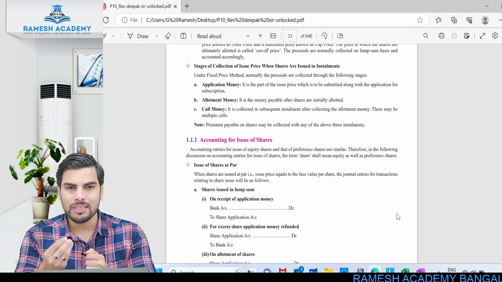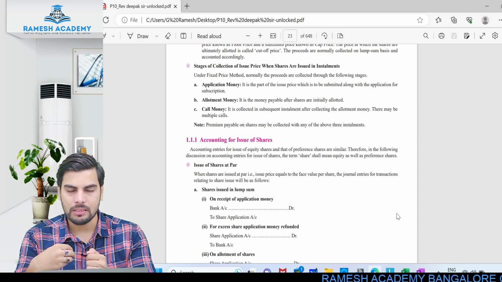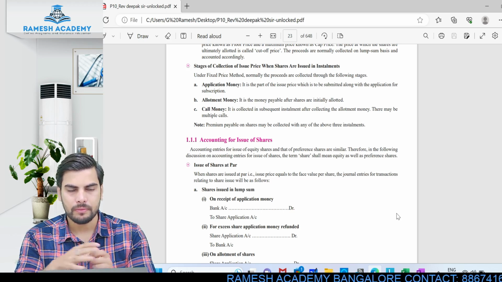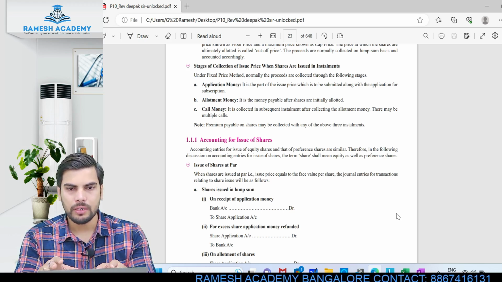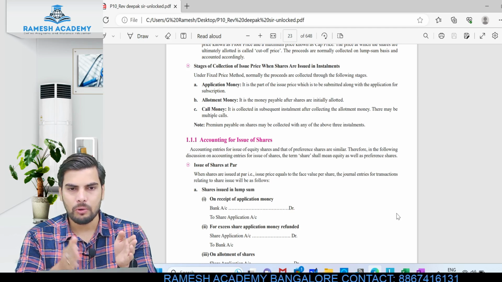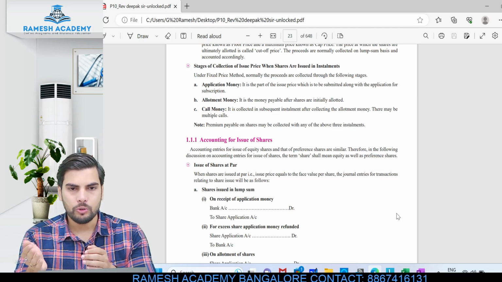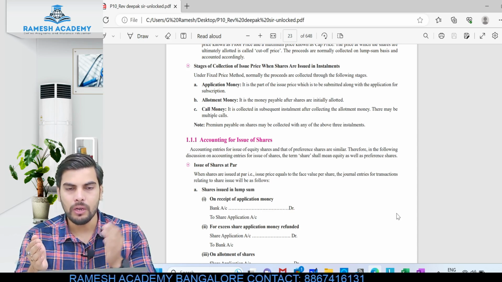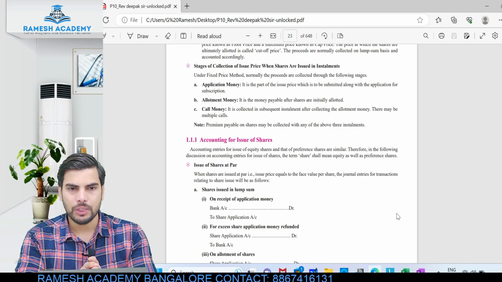Now what is discount? Discount is something which is less. A 10 rupees share, if I'm issuing it at, let's say, 8 rupees, then I'm giving a discount of 2 rupees. Is this clear about these three terminologies? In par, face value and issue price will be the same. In premium, issue price will always be greater than face value. In discount, issue price will be less than the face value. Hope this is clear.